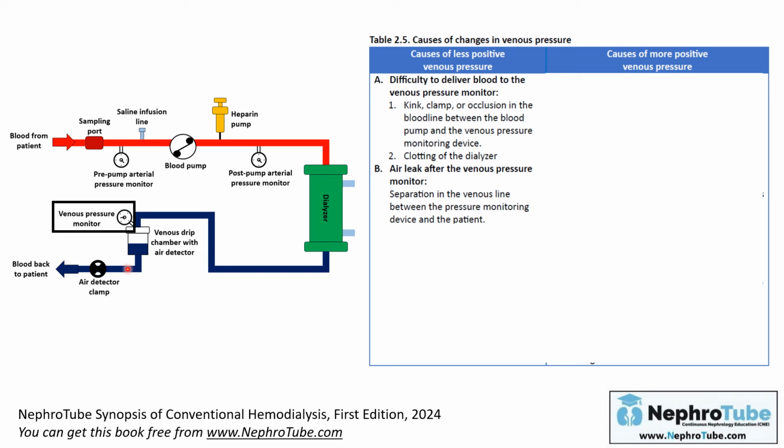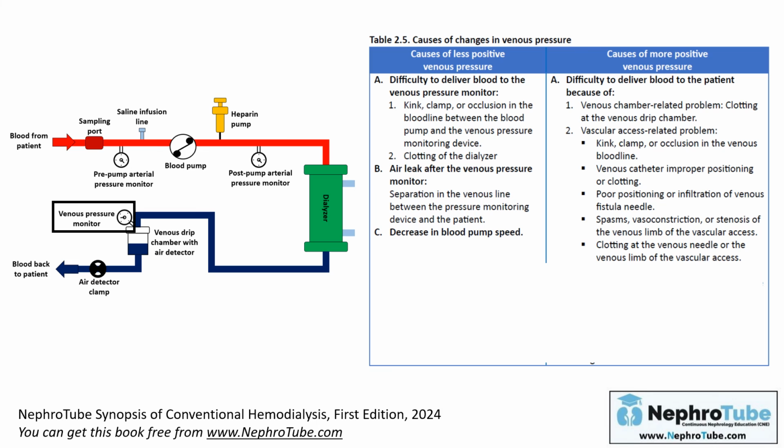Also, any air leak after this pressure monitor will cause the pressure to be lower in this monitor, for example, separation in the venous line between the line itself and the patient. Finally, what may also cause less positive pressure in this area is a slow blood pump. If the blood pump is slow, the blood delivered to this area will be low, causing a lower pressure.